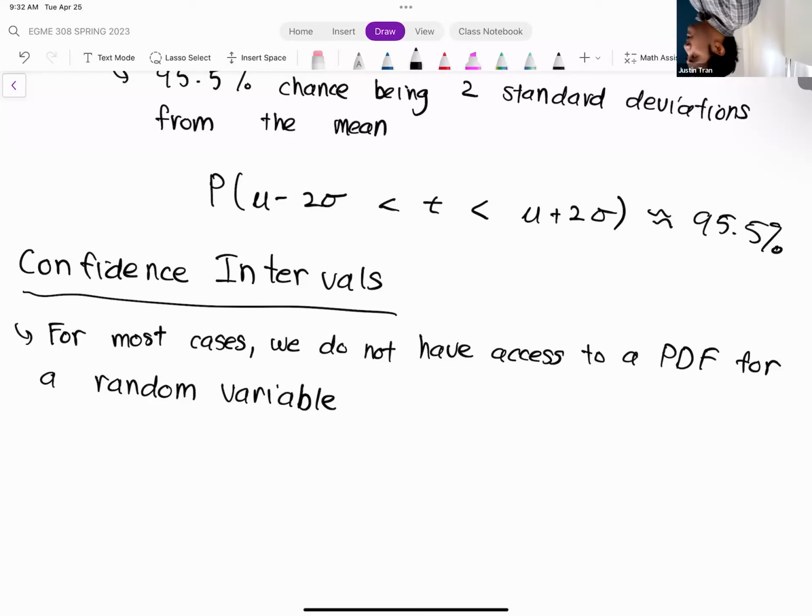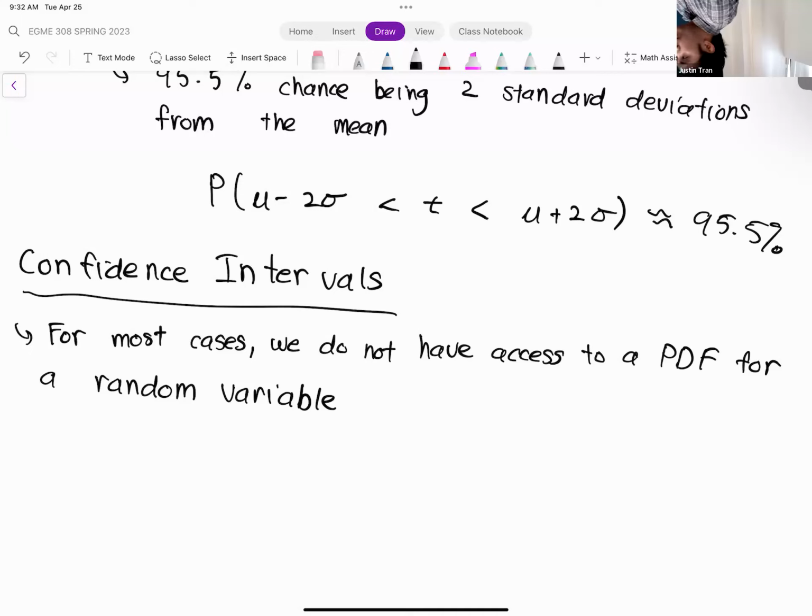So the PDF is kind of like the most ideal case, right? If you have a random variable whose value is changing every time you measure it, whether due to uncertainty or just random events, the most ideal case is that you have a PDF, because that PDF is going to give you basically all the information about the random variable.